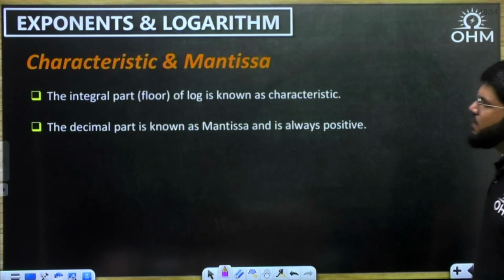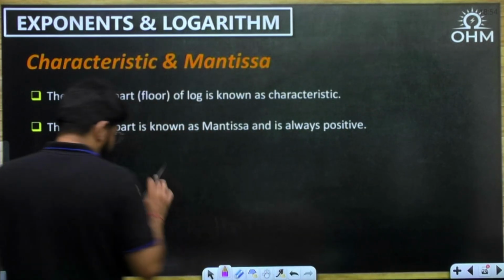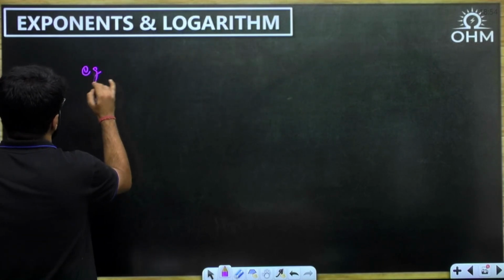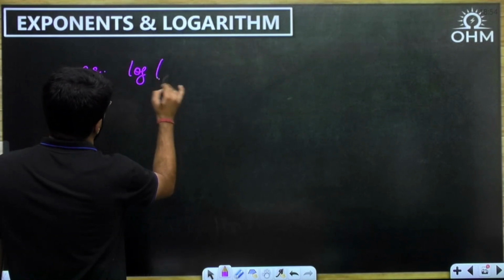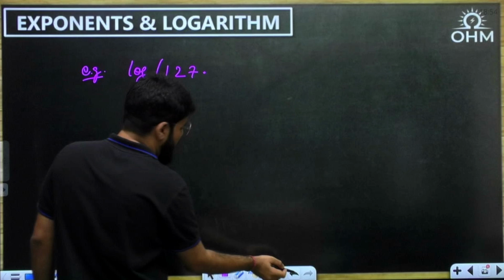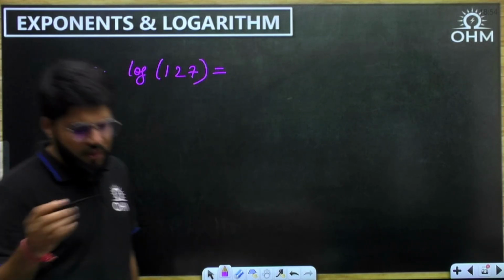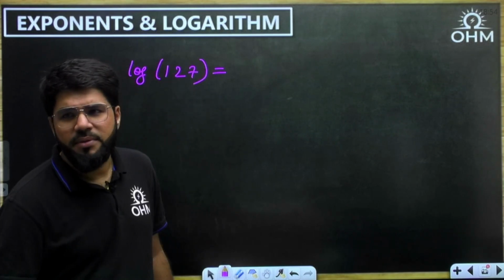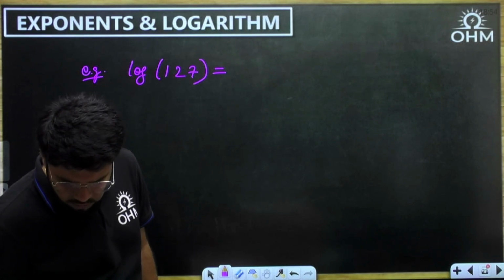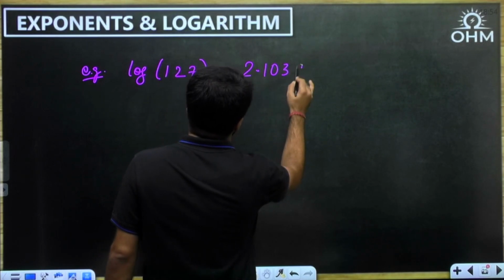So characteristic and mantissa. The integral part, the floor of any logarithm, is the characteristic. First let me take an example to explain this. Suppose I take log of 127, only the integer, log 127, with base 10. If I have not written any base, it means the common base. Now what is log 127? I will write down its answer from the calculator: 2.1038.